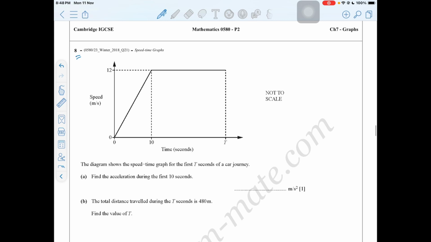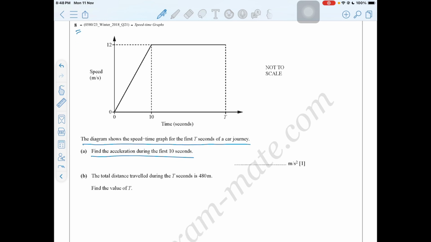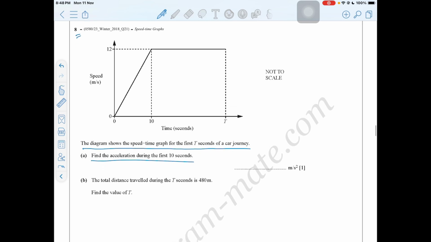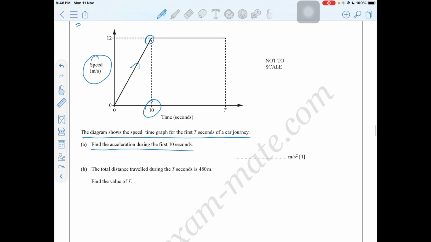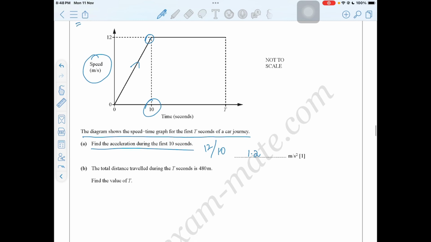We have our question number 8, which is given as: a diagram shows the speed time graph for the first t seconds of a car journey. Find the acceleration during the first 10 seconds. It needs the acceleration during the first 10 seconds, right? So it gained a speed of 12 meters per second in the 10 seconds, right? So this would be 12 over 10 simply. This would be 1.2, right? Since it's given it's meters per second and this is seconds again.